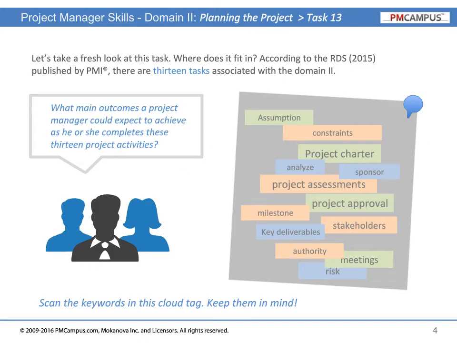Let's take a fresh look at this task. Where does it fit in? According to the RDS 2015 published by PMI, there are 13 tasks associated with the Domain 2. What main outcomes could a project manager expect to achieve as he or she completes these 13 project activities?